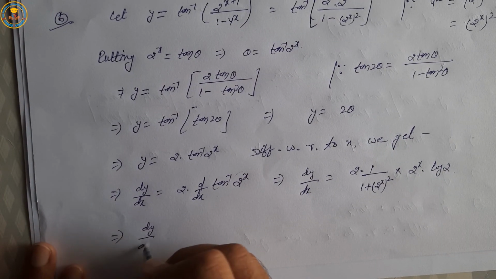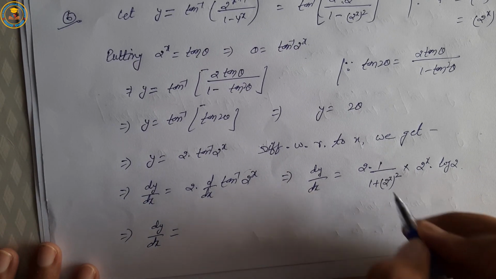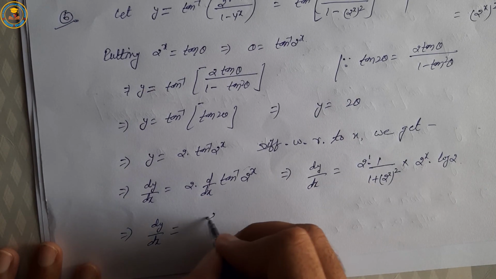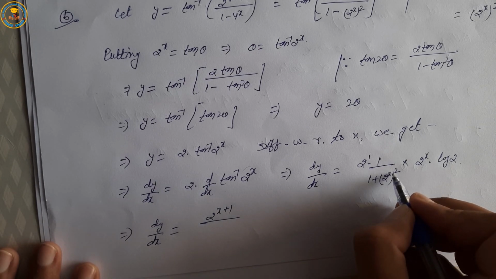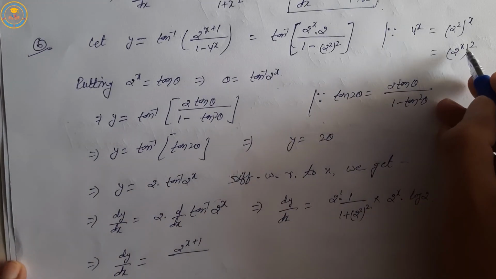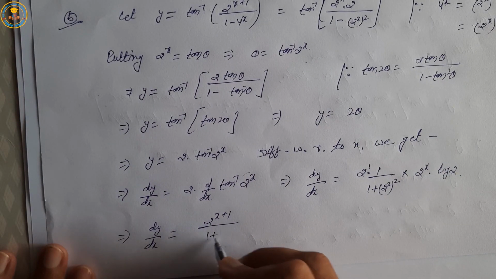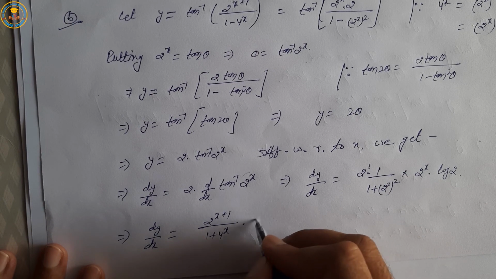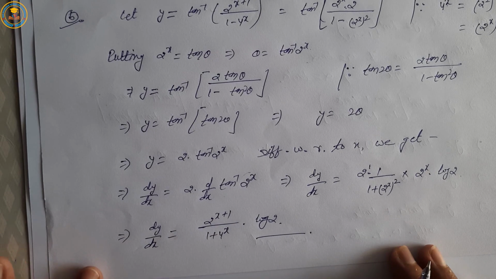This implies dy by dx is equal to 2 into 2 power x upon 1 plus 2 power x whole squared, that is 2 power x plus 1 upon 1 plus 4 power x, into log 2. That is the answer.